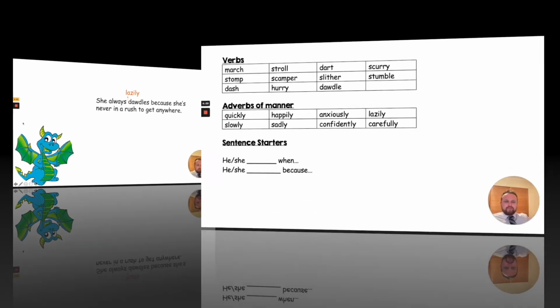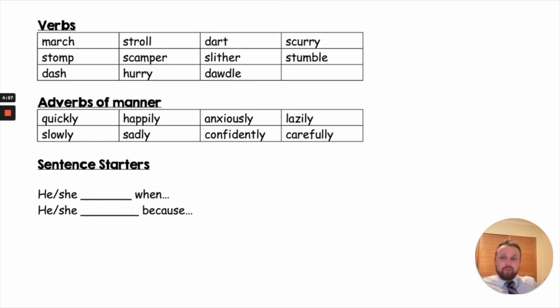Okay, so in your resource packs today, I've given you a list of those verbs that I've acted out, plus some adverbs of manner, and these sentence starters. So he or she does something when, or he or she does something because, okay? So essentially you're doing a similar thing to what I've done, okay? Pick maybe two or three verbs that you think really capture how your mascot moves. Use adverbs of manner as well, and talk about when your mascot moves like that, okay?